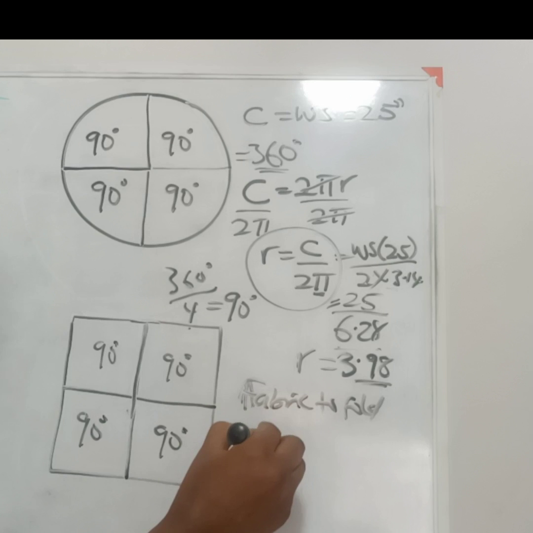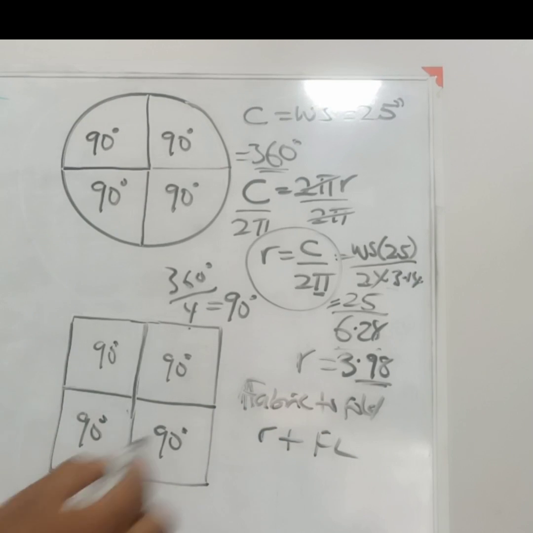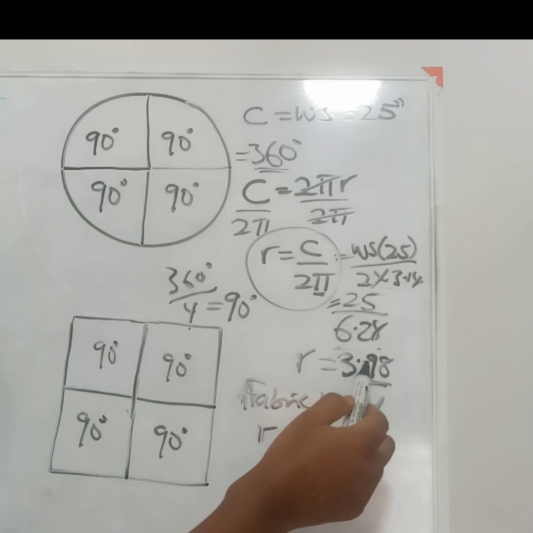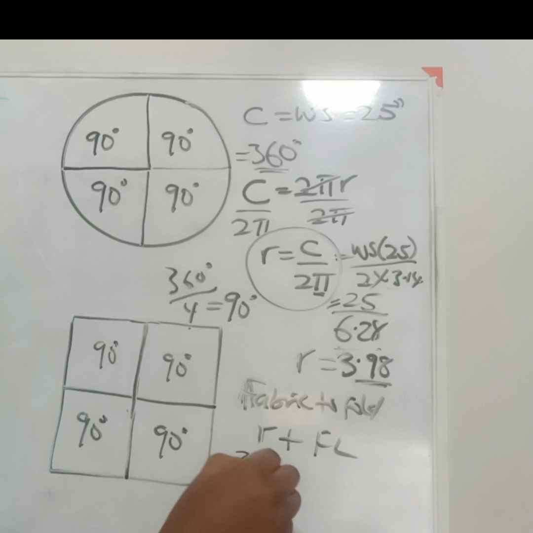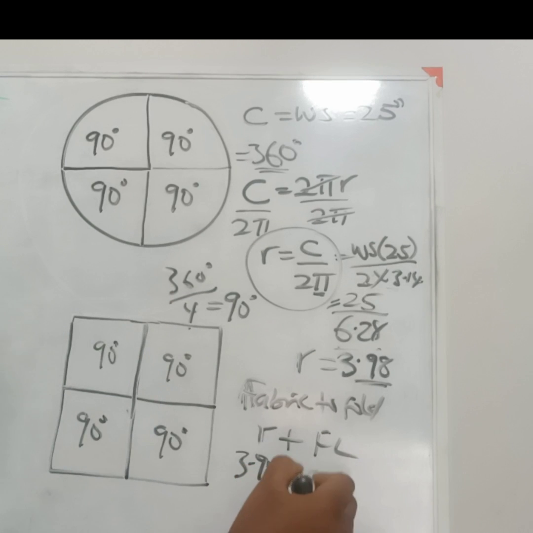You'll be adding the radius plus the flare length. So in this case, the radius is 3.98. Then you determine the length of flare. Your length of flare can be 6, it can be 5, depends on what you want to use it for. So assuming our length of flare is 6, it means that our total will be 9.98. And of course, we can just round it up to 10.